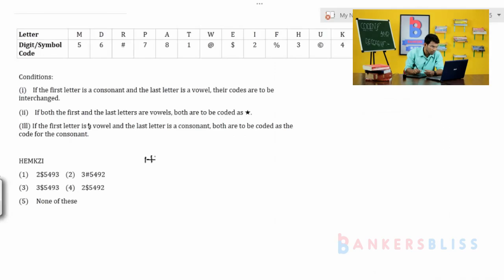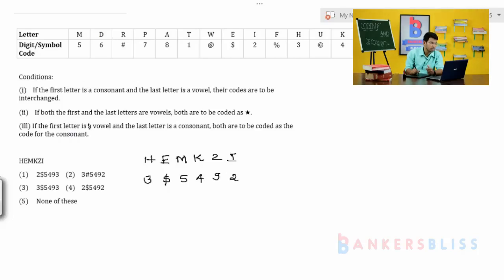H, E, M, K, Z, I. Again I'll paste it. What is the code for H? That is 3. What is E? E is coded for $. M is coded for, what is that? M is 5. K is coded for 4. Z is coded for 9. I is coded for 2.